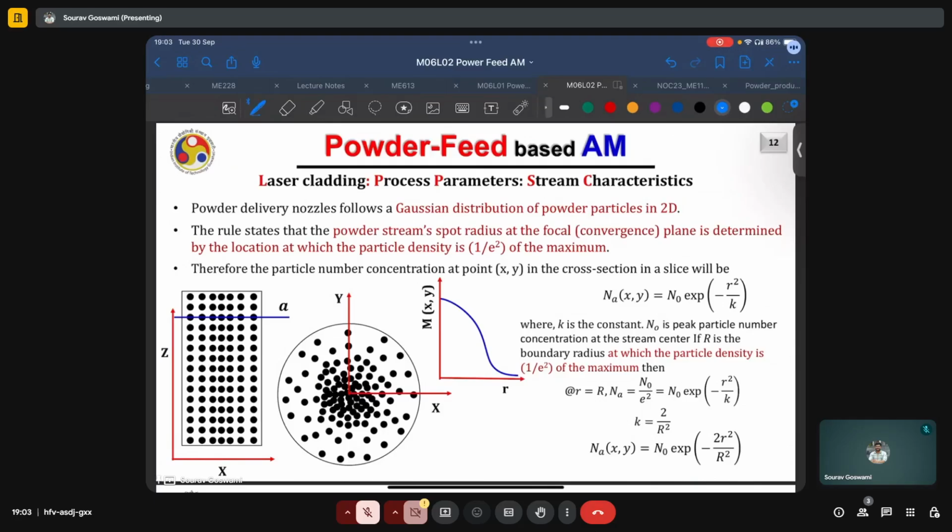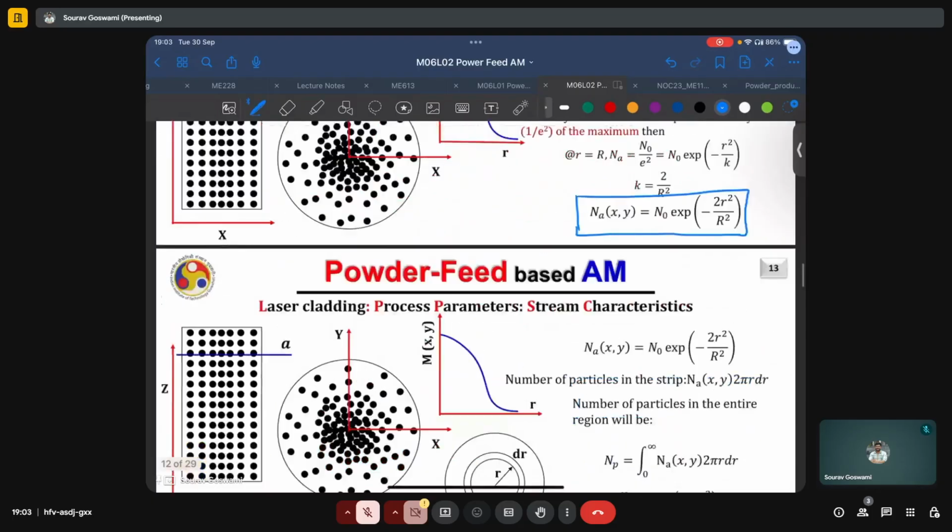And therefore, the particle number concentration at any point x,y in the cross section of a slice A, given by height A, is Na as a function of x,y equals n naught e power minus r square by k, where k is some constant, n naught is the peak particle number concentration at the stream center, and assuming that capital R is the boundary radius at which the particle density is 1 by e square of the maximum, we can obtain the constant k equals 2 by R square, which gives us Na as a function of x,y equals n naught e power minus 2 r square by R square.